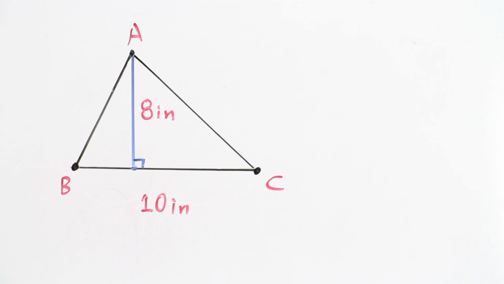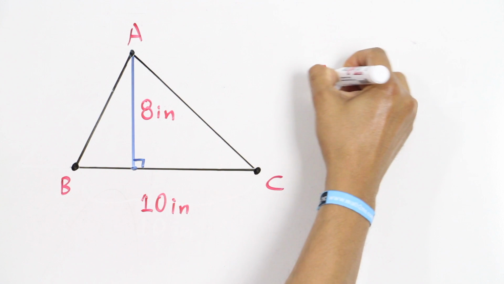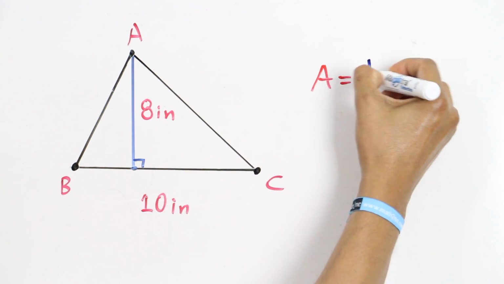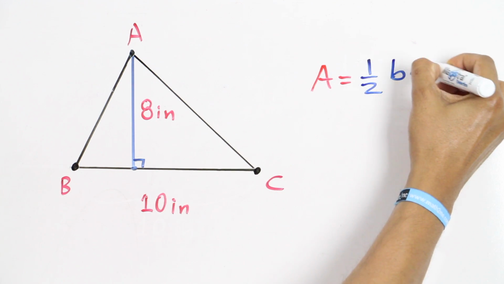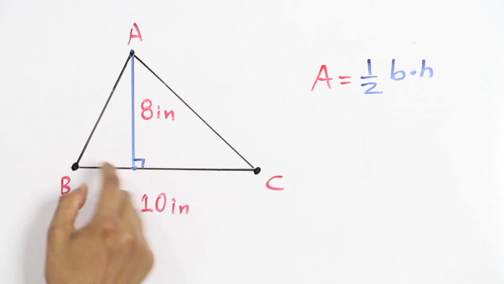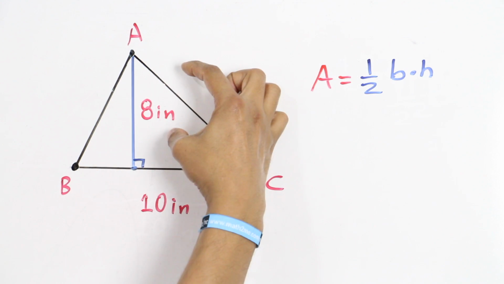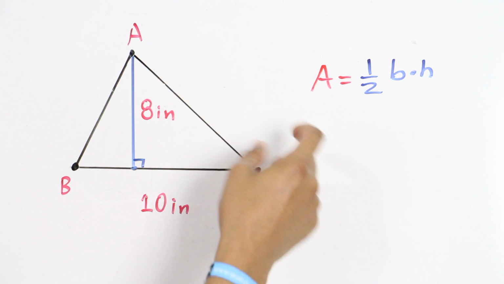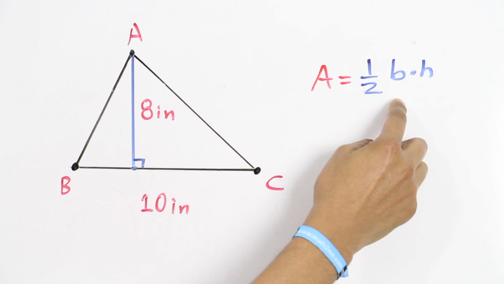To find the area of any triangle, you need to use the formula: area of the triangle equals 1/2 base times height. In this example, since the base is 10 inches and the height is 8 inches, we just need to put these numbers in the formula.